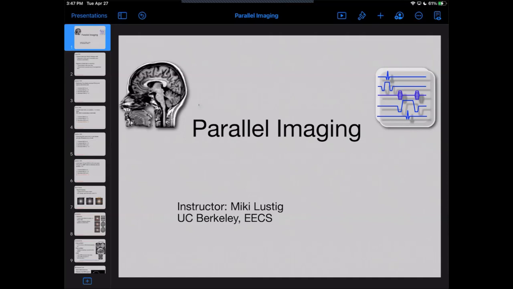Almost every single scan, even the localizer today in most scanners, uses parallel imaging because you want to go quickly through those operations. So, pretty awesome.